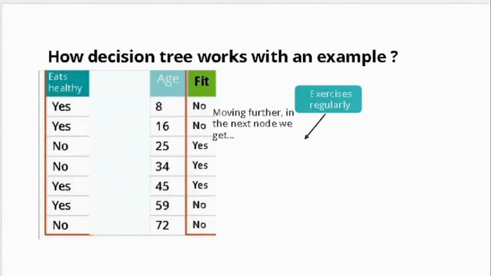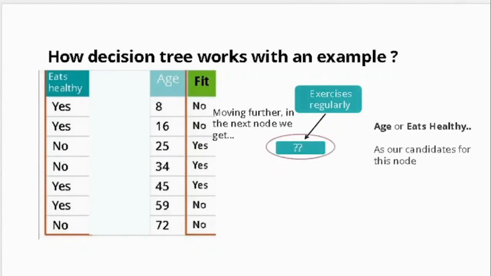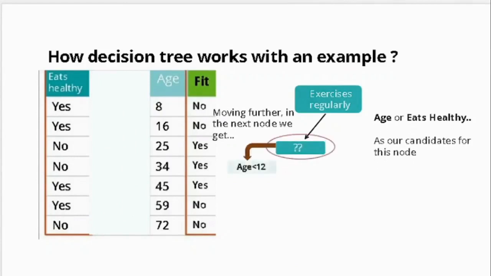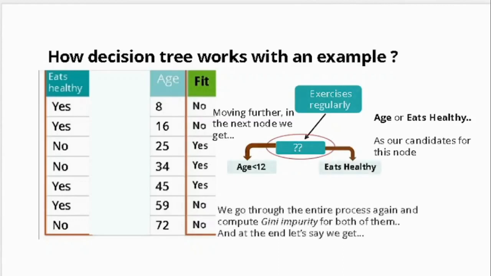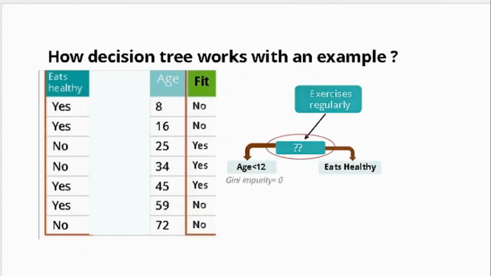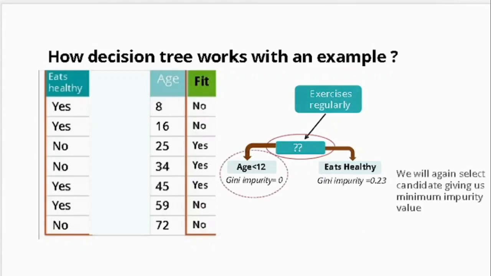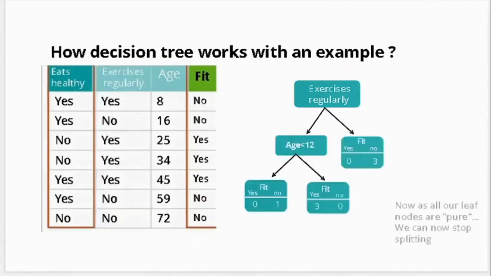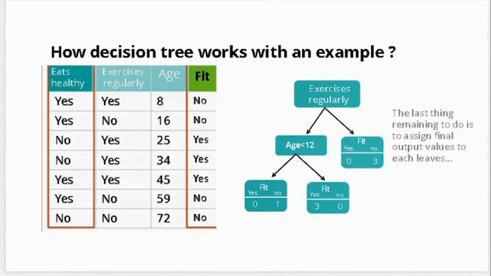In the next node we get age or eats healthy as our candidates for this node. We go through the entire process again and compute the GINI impurity for both of them, and at the end, let's say we get GINI impurity equal to 0 for age and a higher GINI impurity for eats healthy. So we will again select the candidate giving us the minimum impurity value, that is age in this case. Now that all of our leaf nodes are pure, we can stop splitting. The last thing remaining to do is to assign final output values to each leaf.